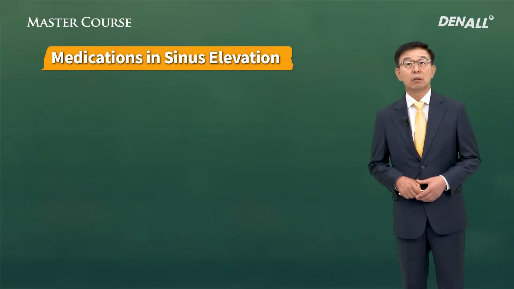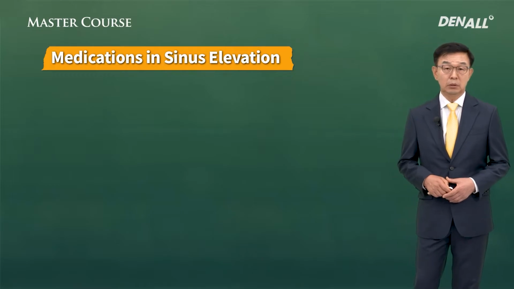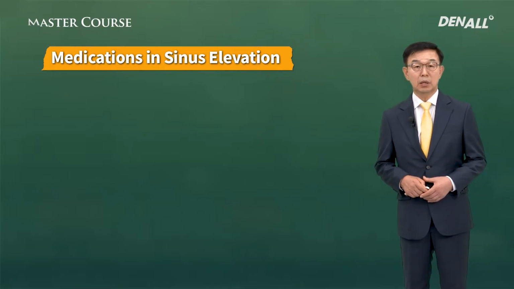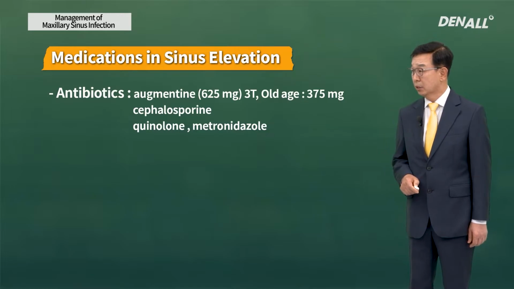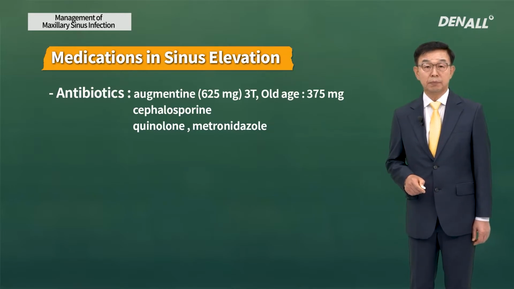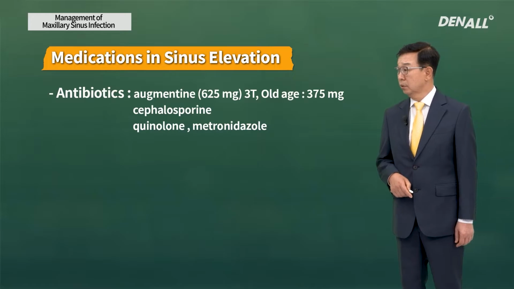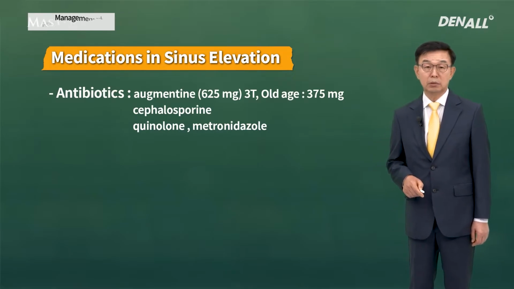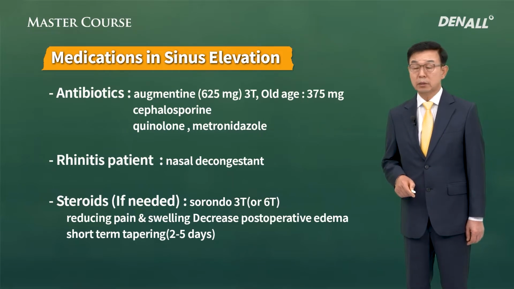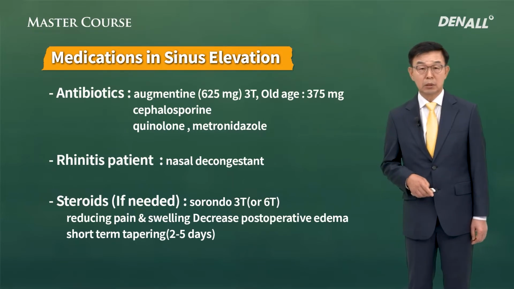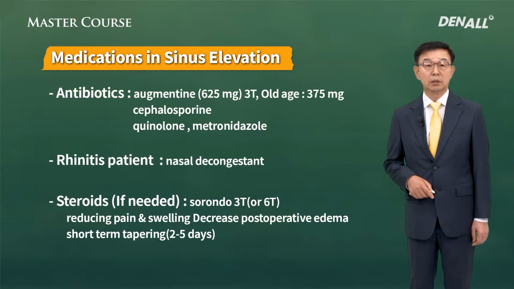These are the antibiotics used when there's infection in the sinus. In a lot of cases, Augmentin and 3rd generation cephalosporin are used. If the patient has GI trouble with these, you can prescribe quinolone. If the patient has severe rhinitis, you can use nasal decongestant or steroid as well.